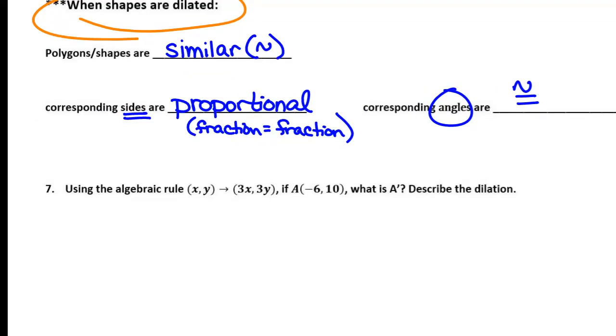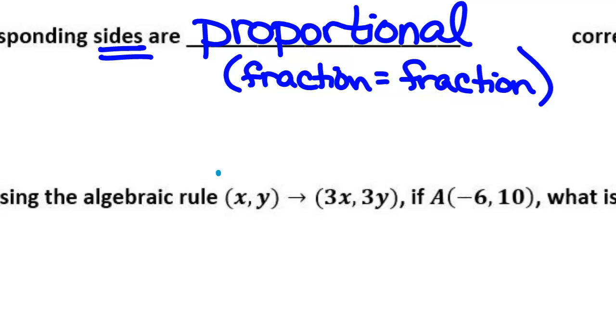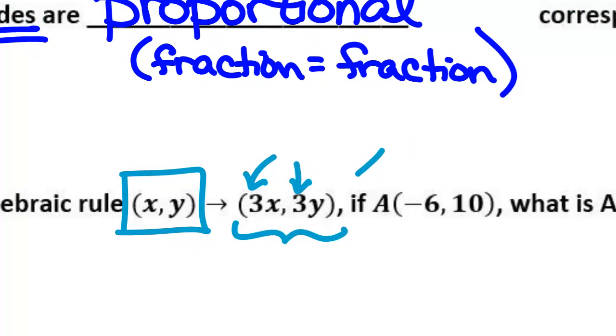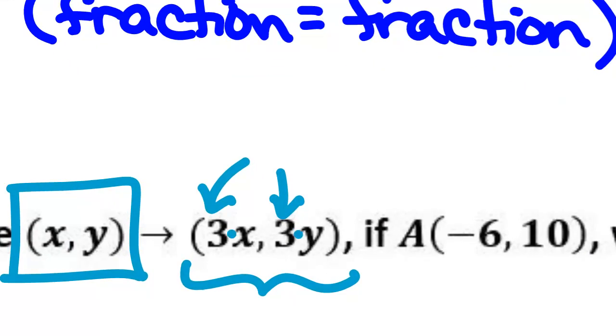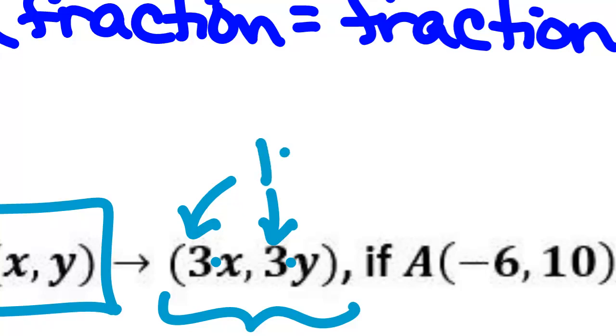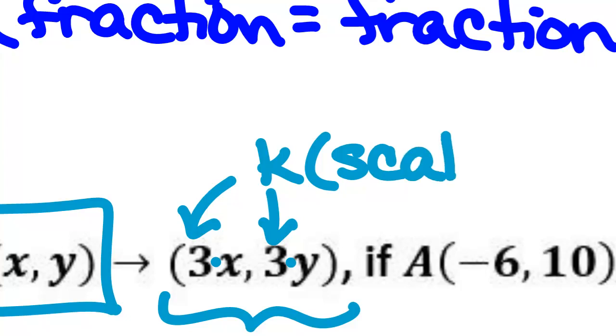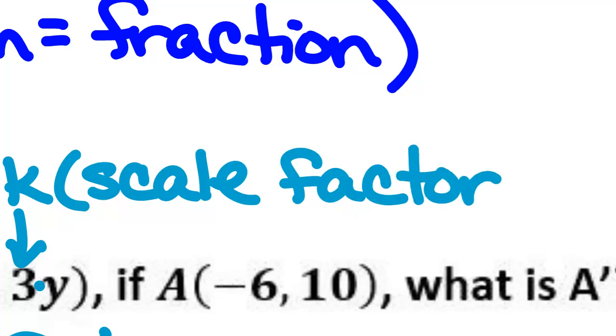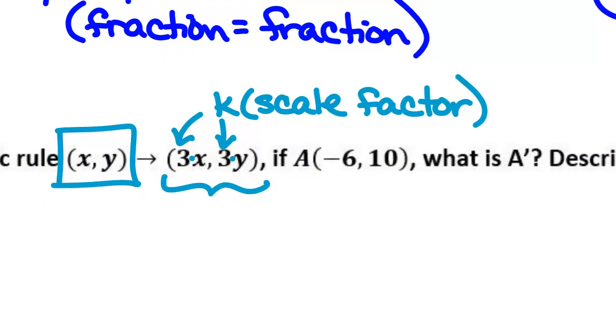All right, let's look at number 7. We've got this weird notation down here. I have xy equals, and then it says 3x, 3y. That 3 in front of both the x and the y, that 3 is being multiplied to each of those. This is k. That's my scale factor. So I have point A here. Point A is -6, 10. I want to apply this transformation with the scale factor to get A prime.